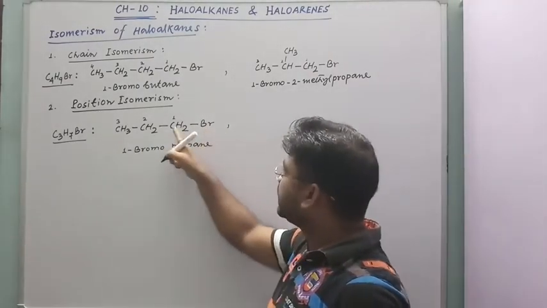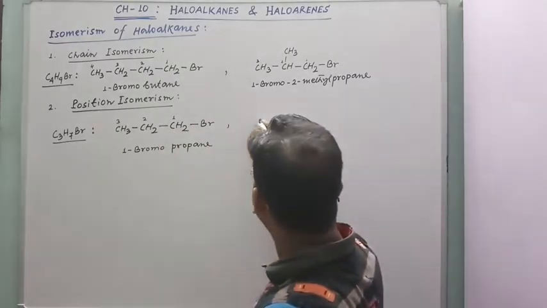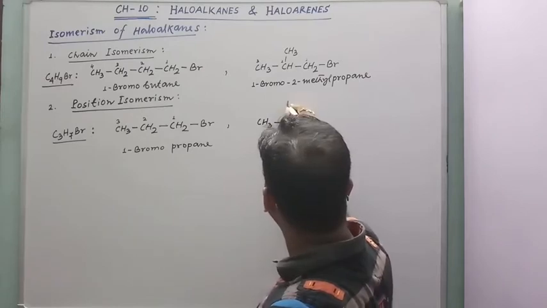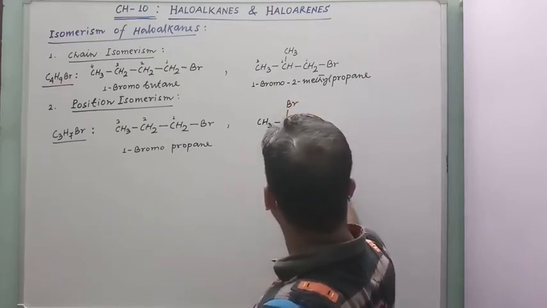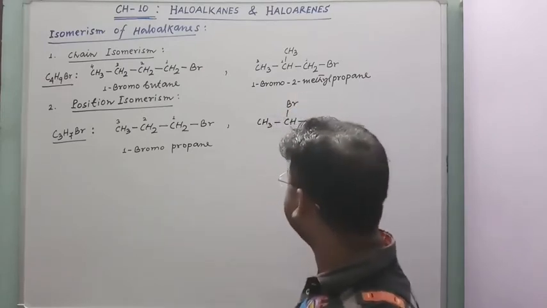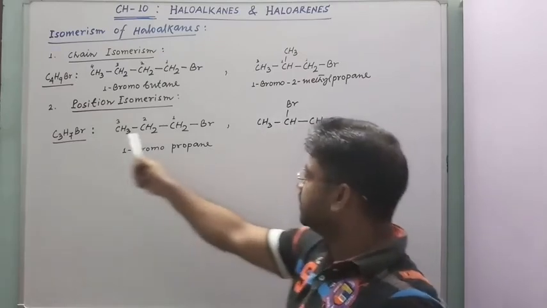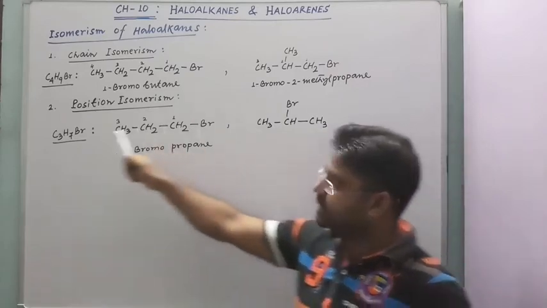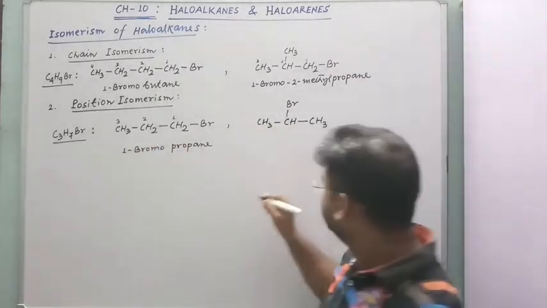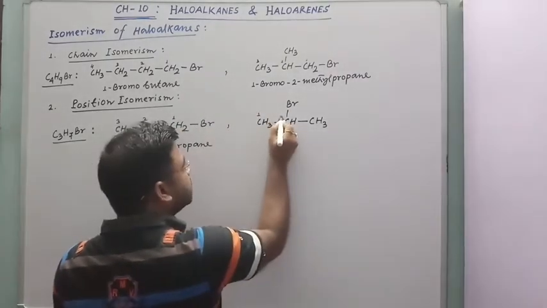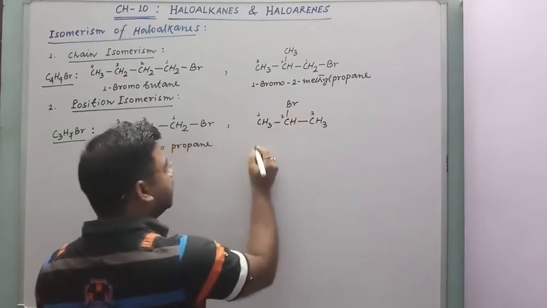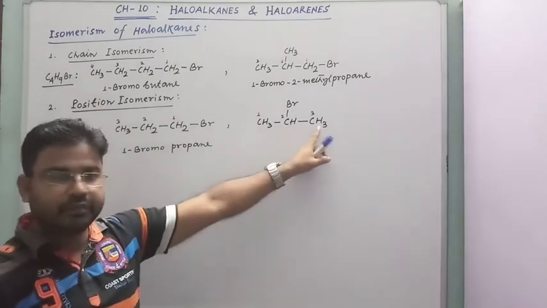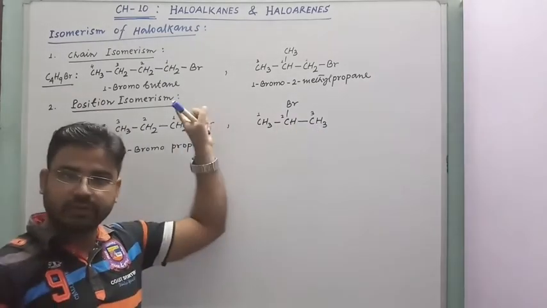Here bromine is attached with the first carbon atom. You see CH3 CHBr CH3, 3 carbon atoms. H7: 3 plus 1 is 4, 4 plus 3, H7 and 1 Br. First, second, third carbon. The carbon atoms in the principal chains are the same. That's why they are not chain isomers.